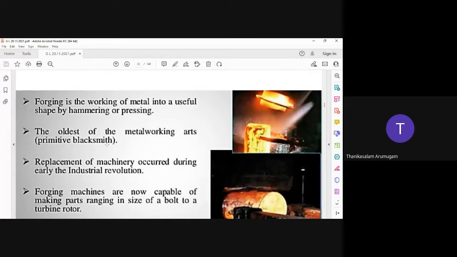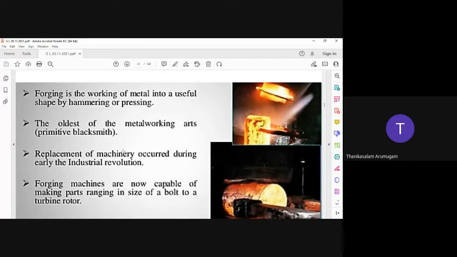Blacksmith is what we call it in English. Replacement of machinery occurred during early industrial revolution. In olden days, sharp edges, like the knife, were made by the blacksmith.